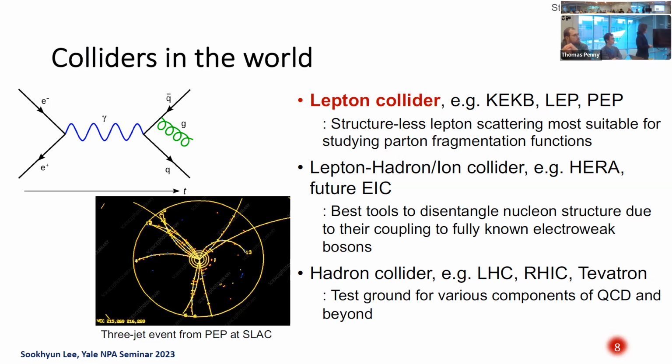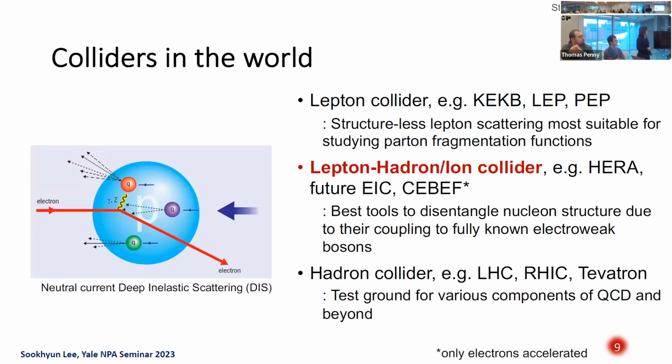Here I show the Z event display with a very clean signal. It corresponds to the diagram above, where you have a quark and antiquark created, accompanied by a gluon radiation. The other type of colliders, electron-hadron or electron-ion colliders, most notably HERA and the future EIC, are the best tools to probe the proton structure because of the fully known electroweak interaction between the bosons and the nucleon. Here I show neutral current deep inelastic scattering, where the gamma, a neutral boson, is probing the inner structure of the proton.